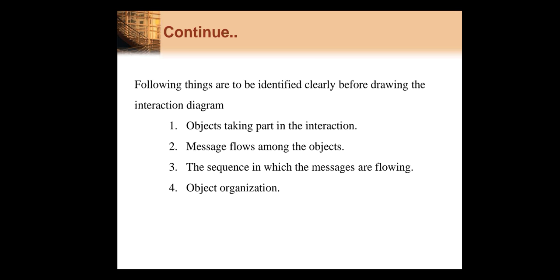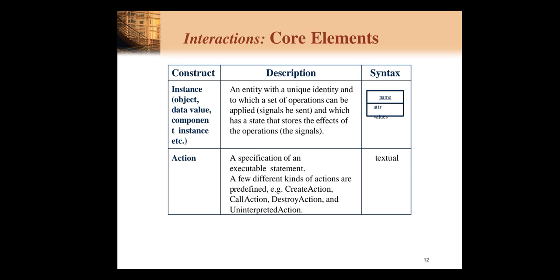The third thing which we need to clear is how the sequences of these messages are flowing between the different objects. And the last thing is nothing but object organization. So these are the four things which we need to clear before drawing the interaction diagram. That means objects which are taking part in the participation, then the sequence of messages which are flowing in between the interaction of the objects, then the message flow among the objects, and the last one is the object organization, how the objects get organized during this interaction.